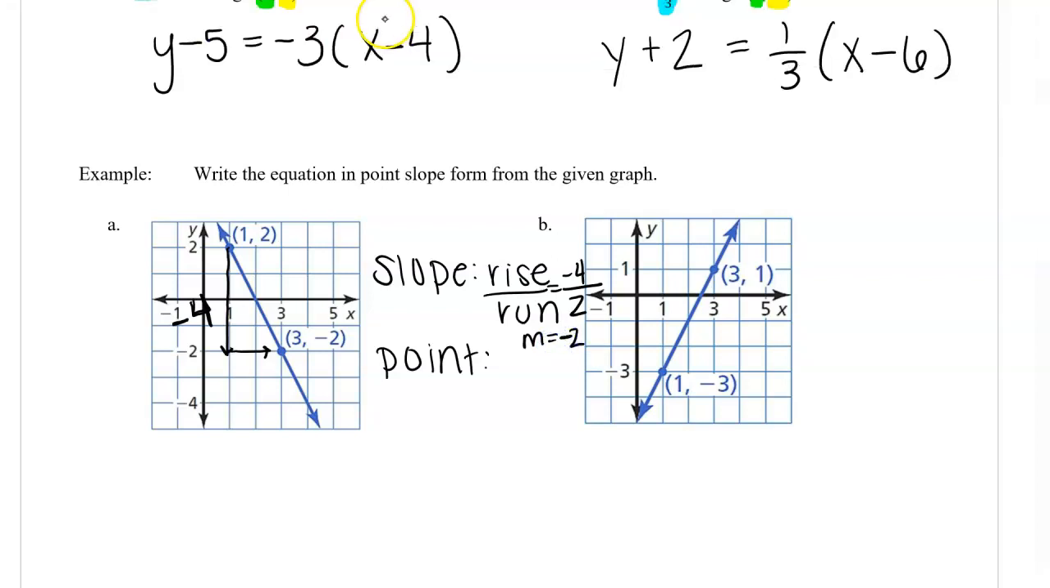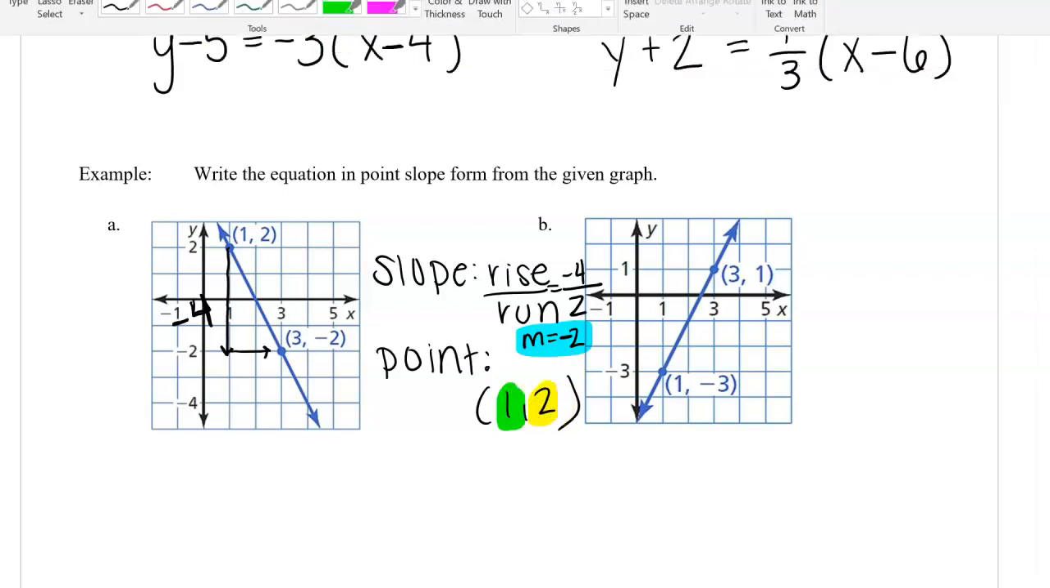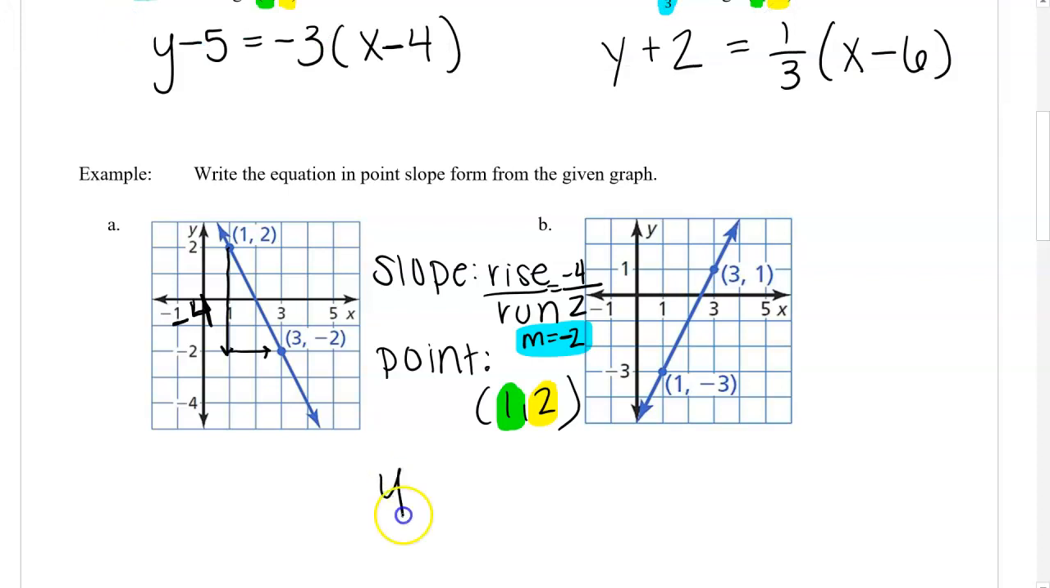That means that my slope is -2. I'll highlight that in blue like we were doing in our previous examples. And then I can pick either point I wish. So you can either use 1, 2 or 3, -2. I'm just going to use 1, 2. So my x value is 1, my y value is 2, and now I can write my equation in point-slope form. Y minus the y value, 2. The slope is -2. And then x minus the x value, which was 1.